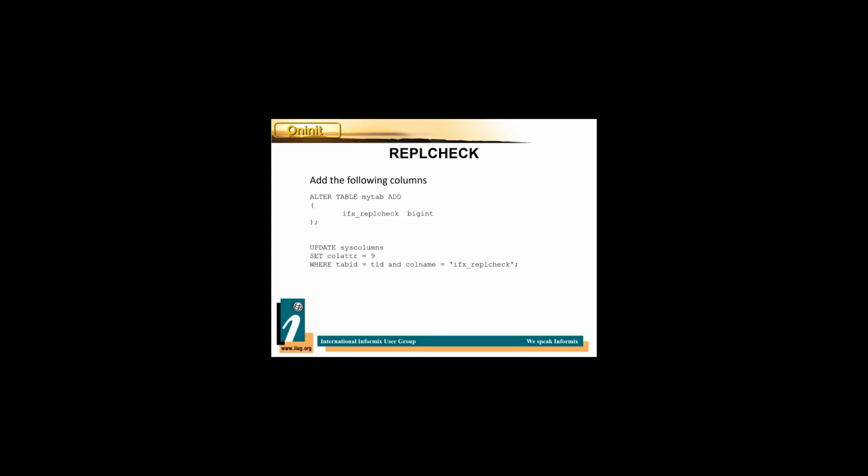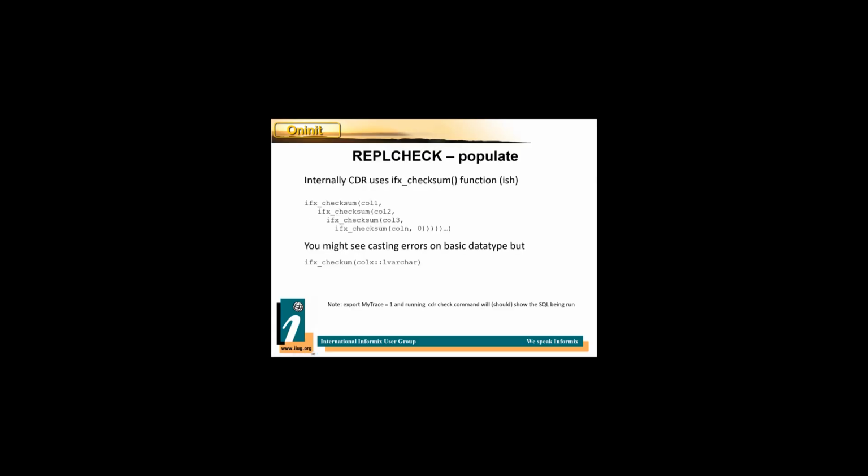Okay, so REPL check. Add the column as a normal in-place ALTER. Update the column, and we've got a REPL check column set. Imagine this is close to instant. We know what in-place alters are. According to the manual, to populate that column we use something like the IFX checksum function, and we IFX checksum all the various columns till we come up with a value that we can update the REPL check to.